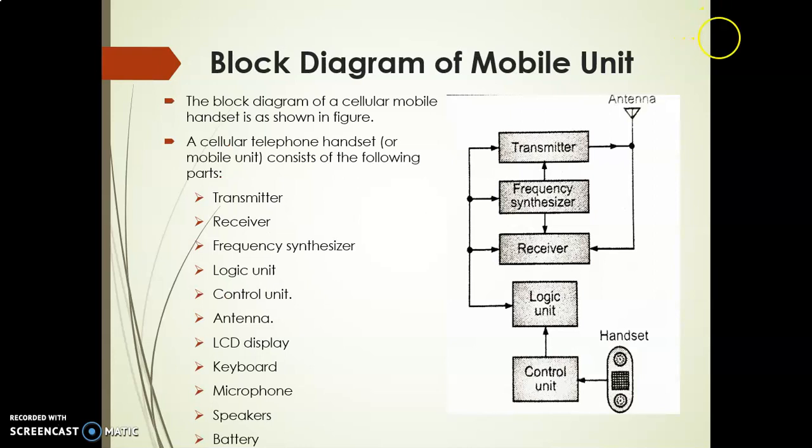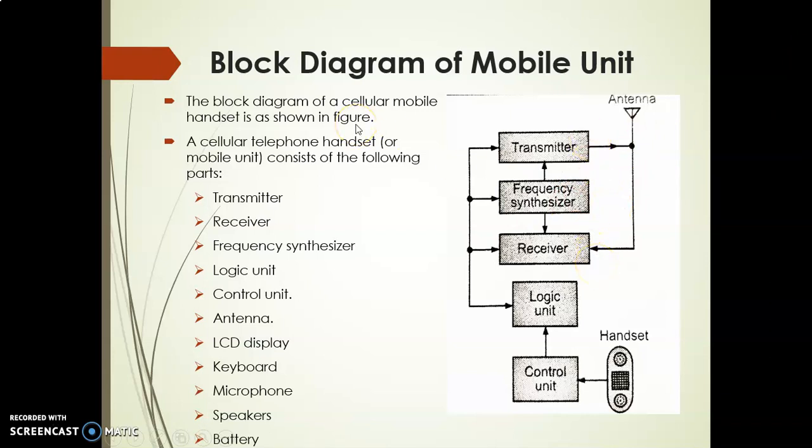Now here you can see the block diagram of the mobile phone unit. The first block is the transmitter, then the frequency synthesizer, then the receiver, then the logic unit and control unit. Here is the handset. The transmitter and receiver share the same antenna, that is, they share the same tower. The frequency synthesizer block is in between the transmitter and the receiver.